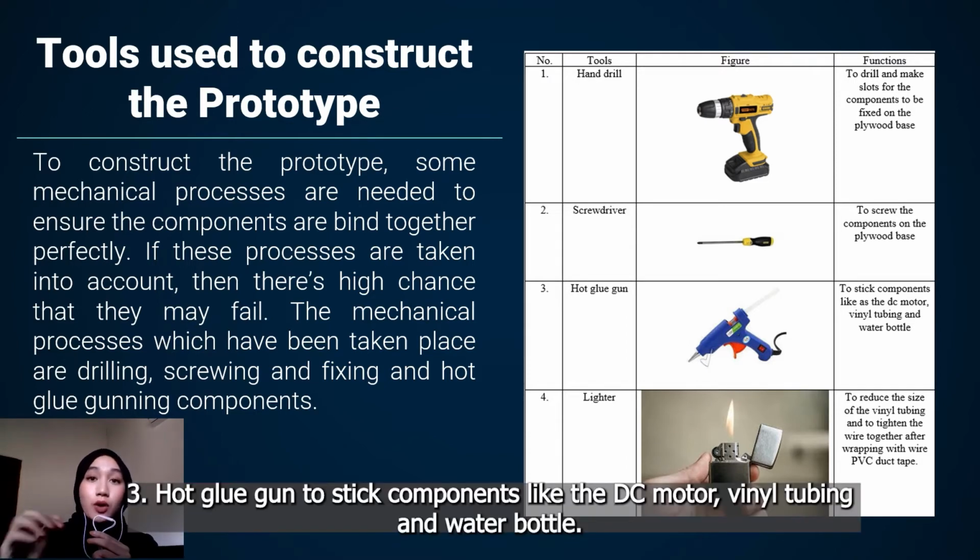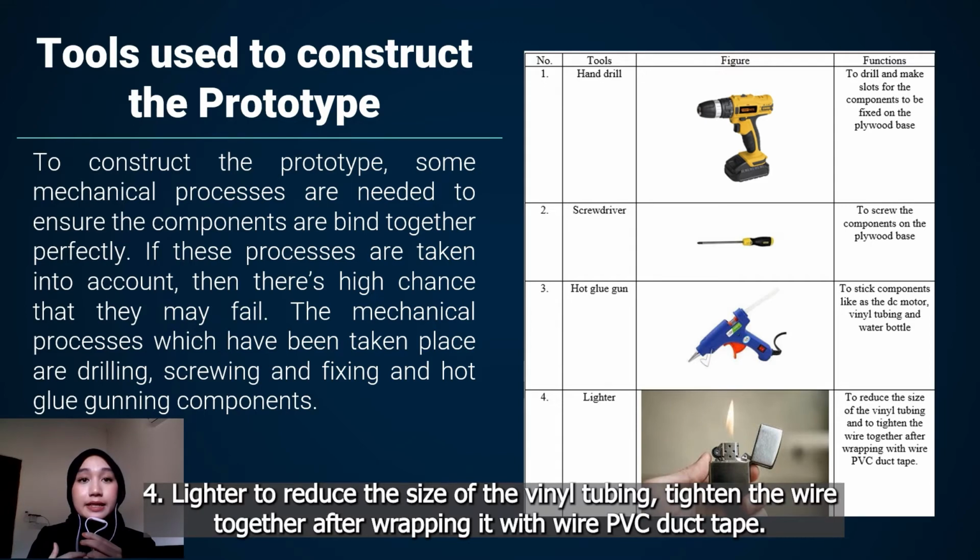The next one is a hot glue gun, which is used to stick components like the DC motor, vinyl tubing, and also the water bottle. And the last one is the lighter, whose function is to reduce the size of the vinyl tubing and to tighten the wires together after wrapping with PVC duct tape.